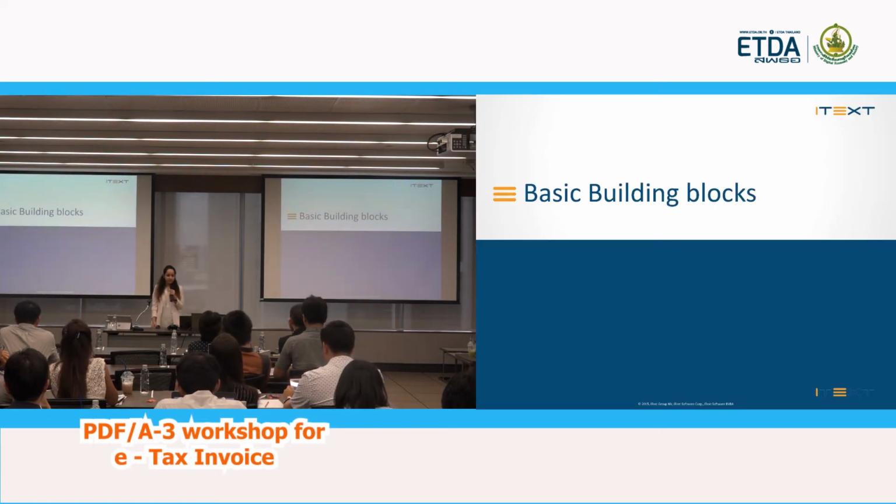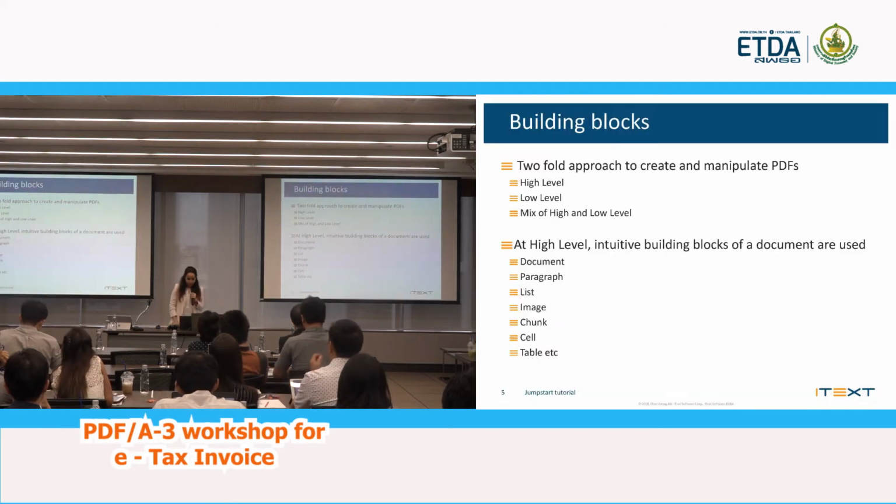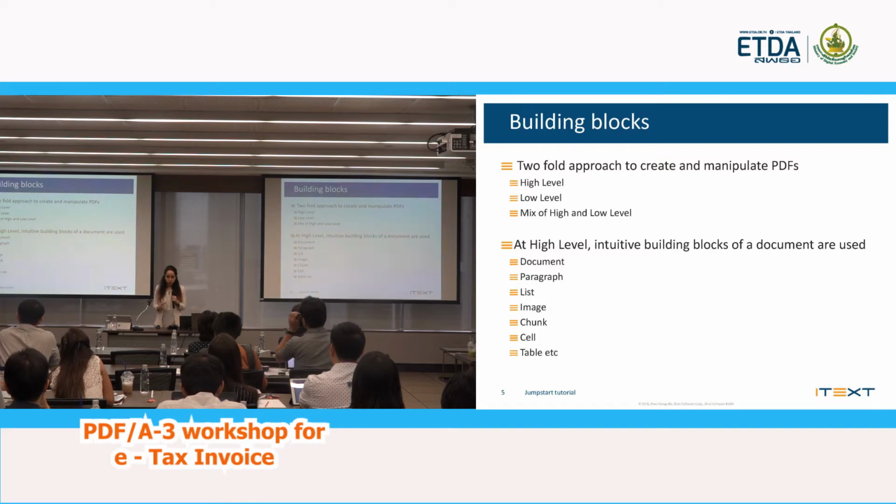So talking about the basic building blocks, we have a twofold approach to create and manipulate PDFs, the high-level approach, the low-level approach, and then you can mix up these two to create more complex PDFs. So first, we look at what the high-level approach does. At the high-level approach, there's a concept of a document. It emulates a real world document. You will have the concept of a paragraph, a table, the cells of a table, text that you add to a paragraph or a page.